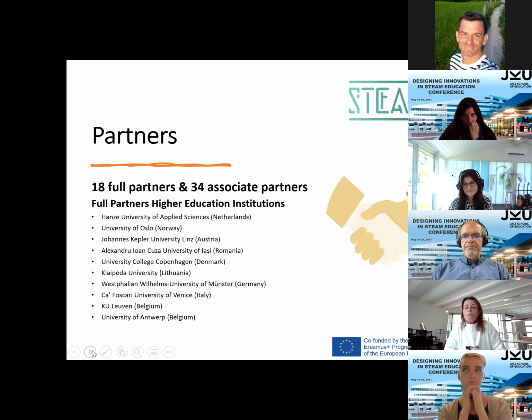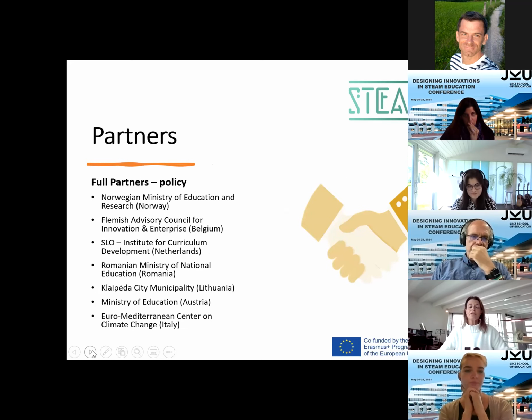Well, within our project, we have some partners, and those partners are very important for us because they provide us with information and inspiration to execute our work. We have 18 full partners, and the full partners in higher education institutes you can see on this slide. We also have 34 associate partners. Our full policy partners are presented over here, and you see that there are some ministries involved.